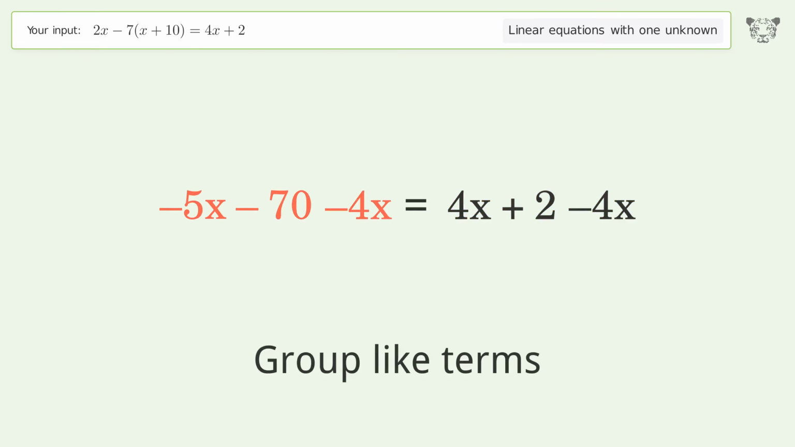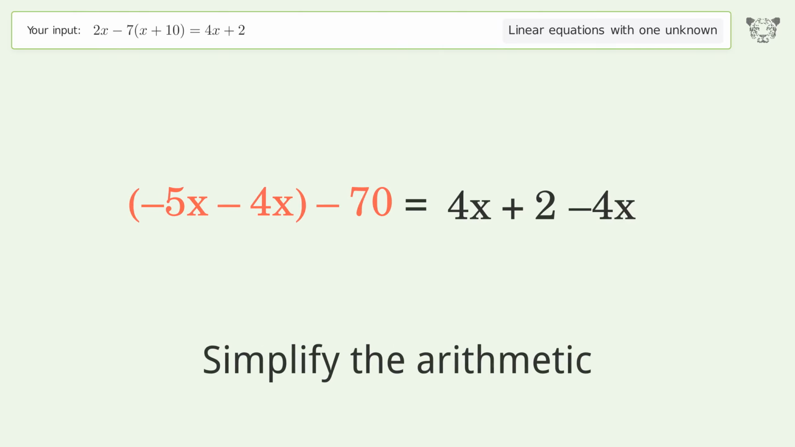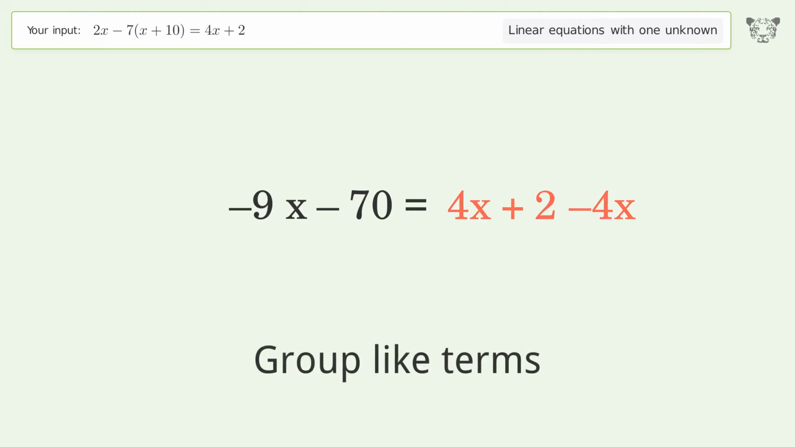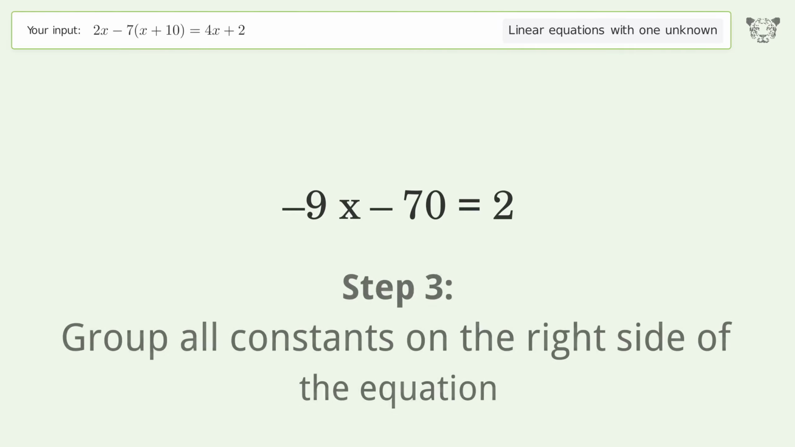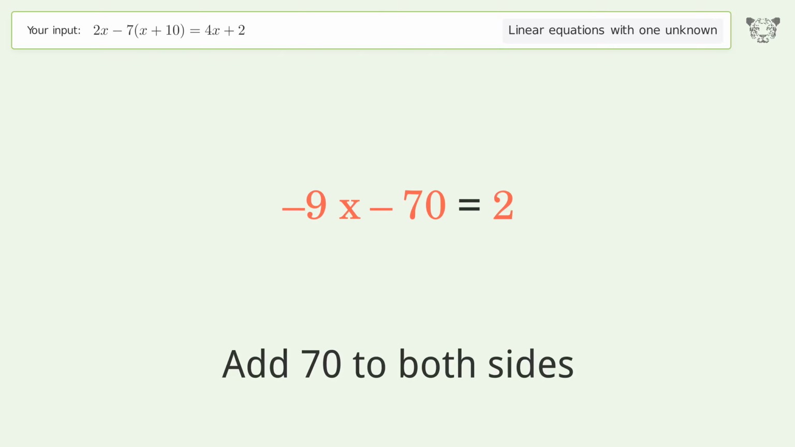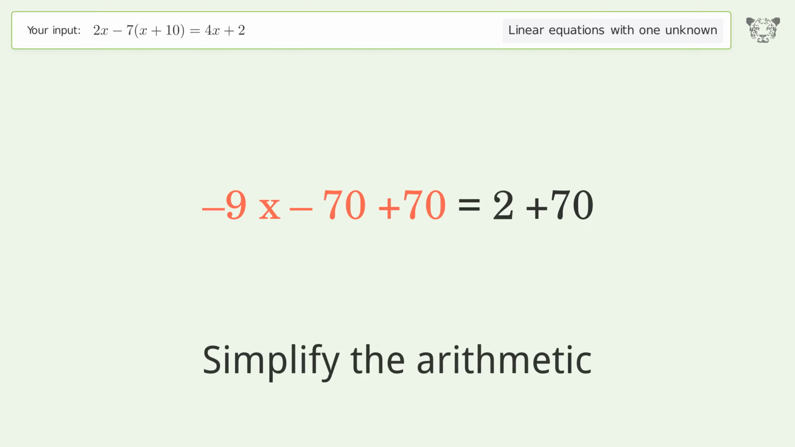Group like terms. Simplify the arithmetic. Group like terms. Simplify the arithmetic. Group all constants on the right side of the equation. Add 70 to both sides. Simplify the arithmetic.